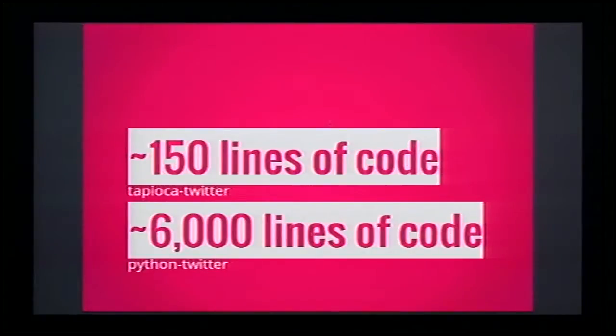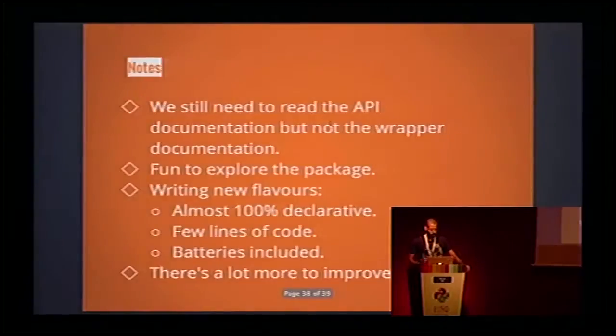For the Twitter one, the difference is much bigger. The Tapioca Twitter has 150 lines of code, and the Python Twitter has 6,000. So, a huge difference. And for example, it took me 1 hour to write the full wrapper for the parse.com service. So it's pretty quick.